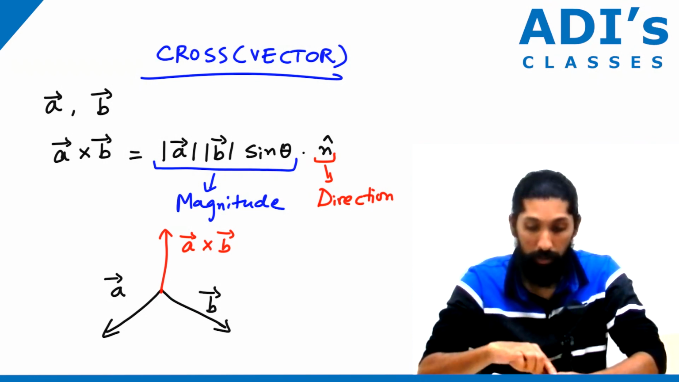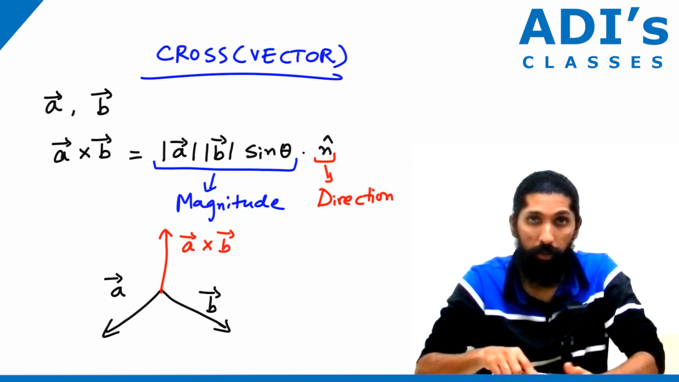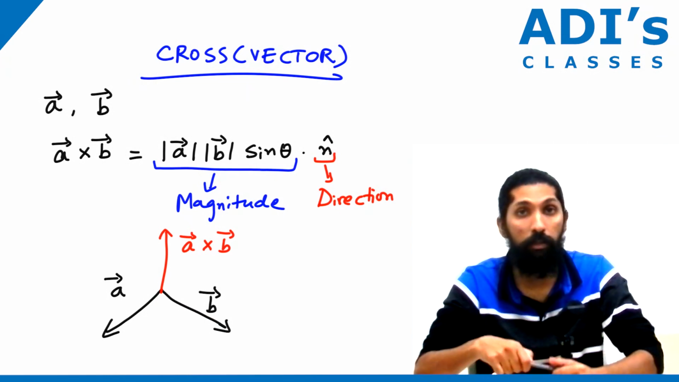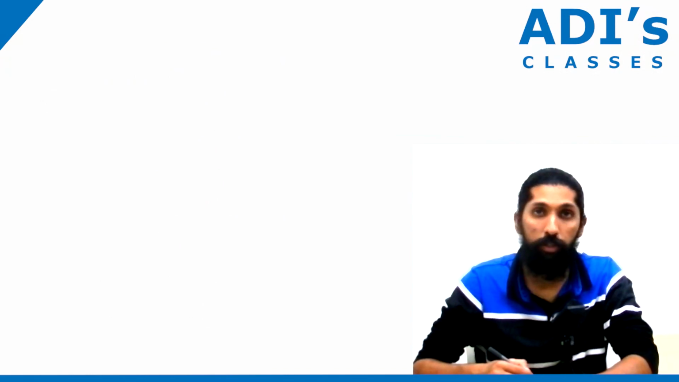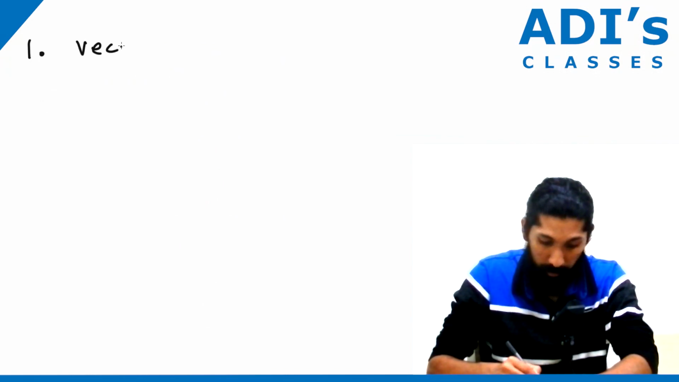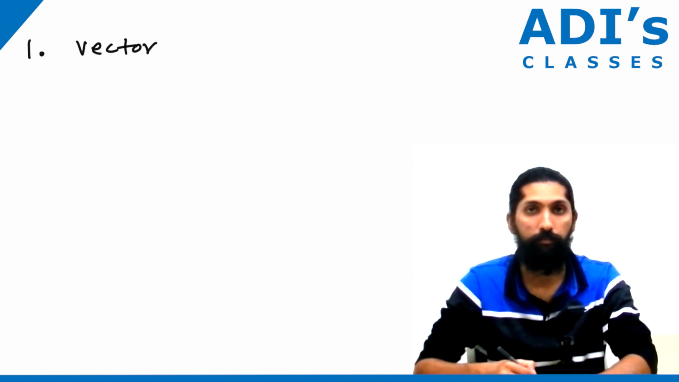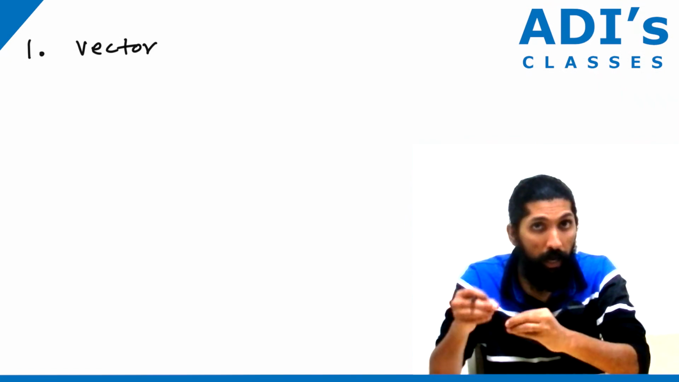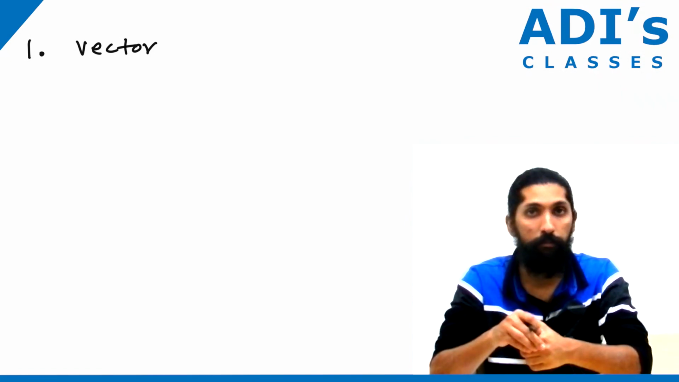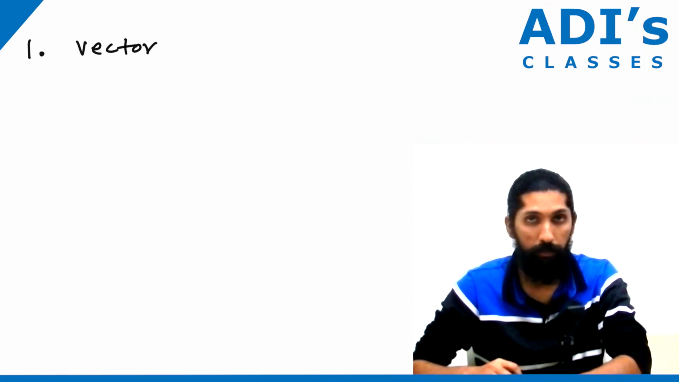Clear? So, since you know what the cross product is, we'll look into certain properties and observations with respect to the cross product. The first observation, a very important one, is that the result is going to be a vector, which we already know, correct? That's why that n cap, the direction part, comes into play. Fine? This is the first one.